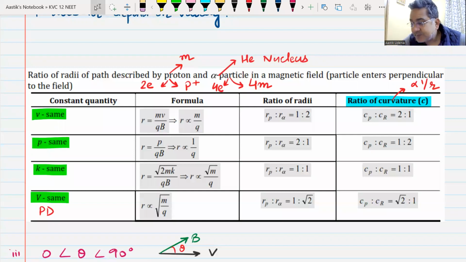Then we had seen the comparison between the radius of proton and an alpha particle. Remember, if the mass of the proton is m, mass of the alpha particle, which is helium nucleus, will be 4 times m. If the charge on the proton is P, which is equal to 2e, the charge on the alpha particle will be 4e. Do you understand this? Yes or no?